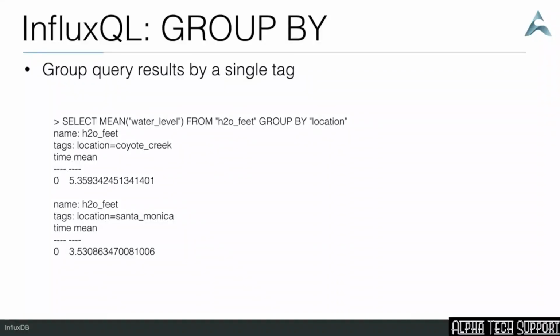We're going to do select mean water level from H2O feed group by location. As you will see, you will get the average height of the water depending on the location, Coyote Creek or Santa Monica.